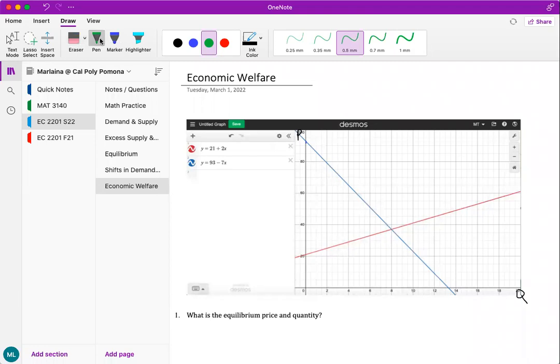So you might hear my cat in the background. He's a little riled up right now. But for now, we're just going to get right into it.